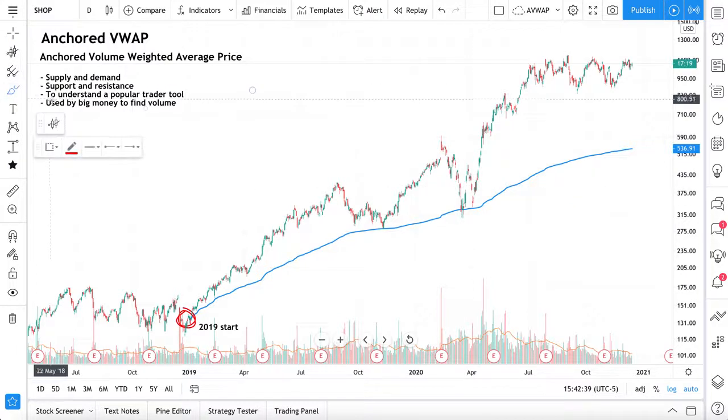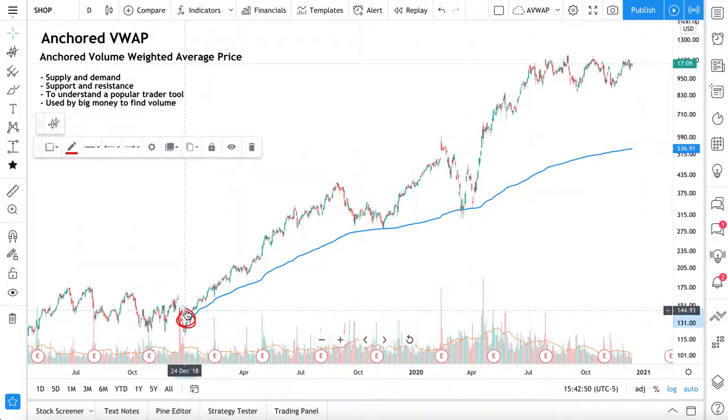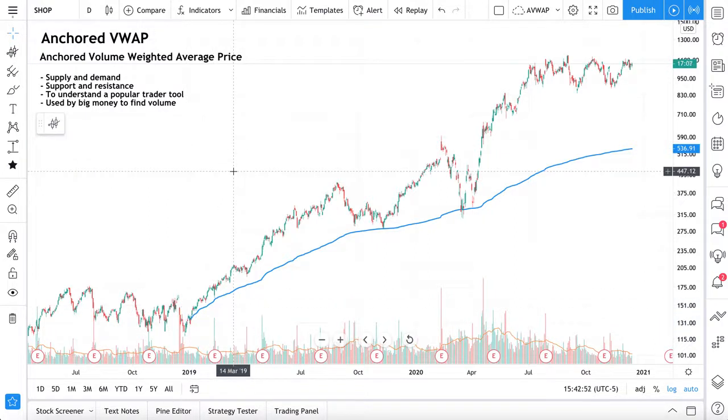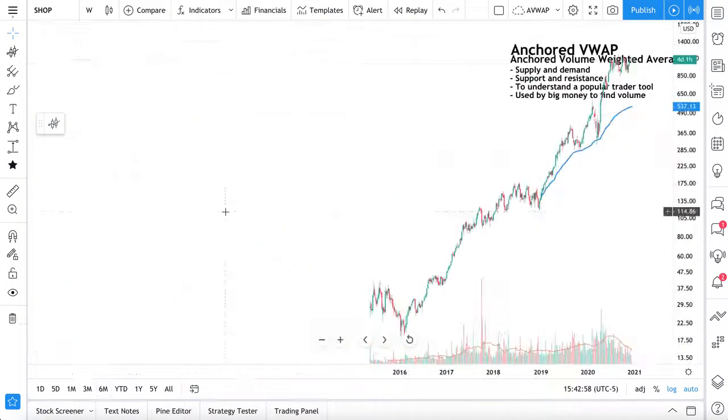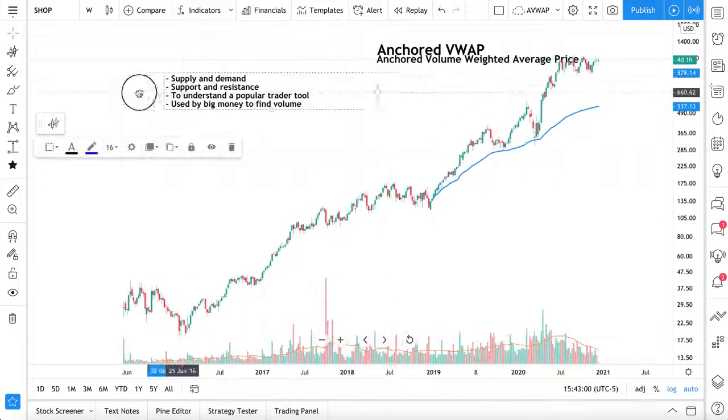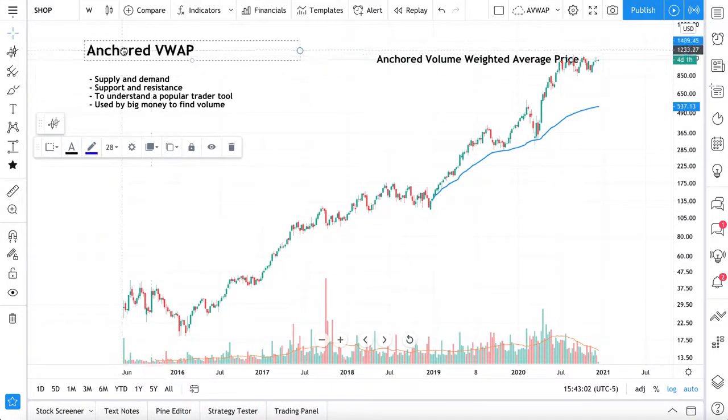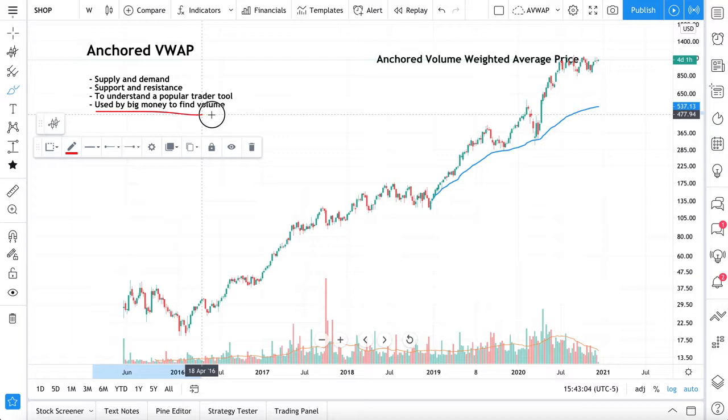Now let's talk about one more aspect of anchored volume weighted average price, and it's this here, to understand a popular trader tool. Anchored volume weighted average price is used by traders and investors around the world. It's used by short-term traders to see what's happening in the immediate term, and it's also used by long-term traders, which will actually jump to this next point, which is used by big money to find volume.